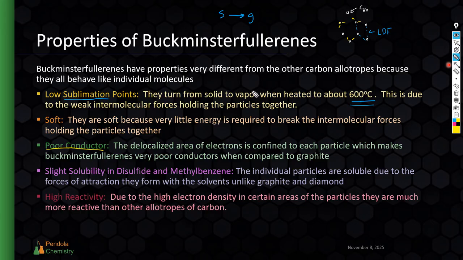Now, this one's a little niche. It's a very specific property, but Buckminsterfullerenes have slight solubilities in disulfide and methylbenzene. So they're not soluble in water, but they are soluble in disulfide and methylbenzene. The individual particles are soluble in these because both disulfide and methylbenzene are non-polar. Both this and this are non-polar solvents.